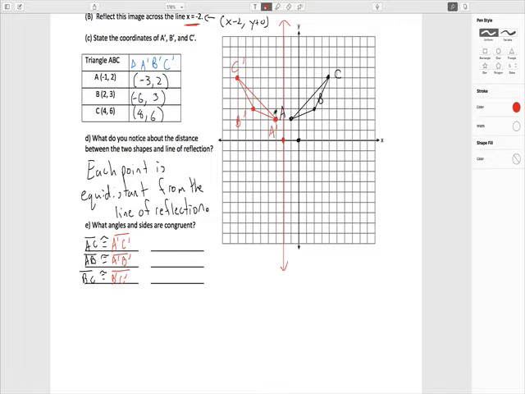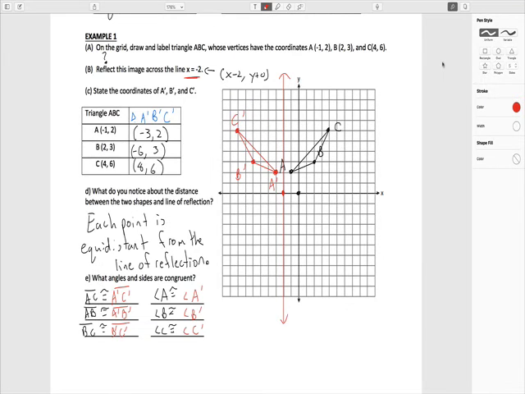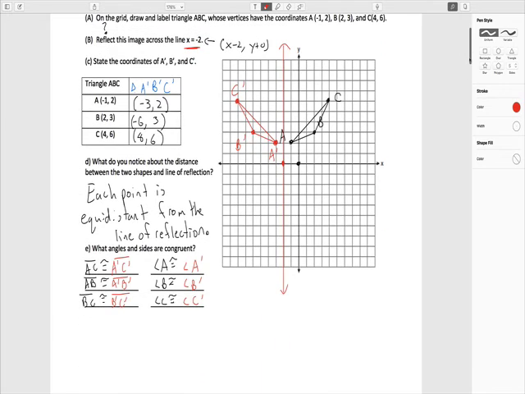What angles are congruent? Pause this video and see if you can answer all 3. Alright, so hopefully you found that angle A was congruent with angle A', B is congruent with B', and C is congruent with C'.